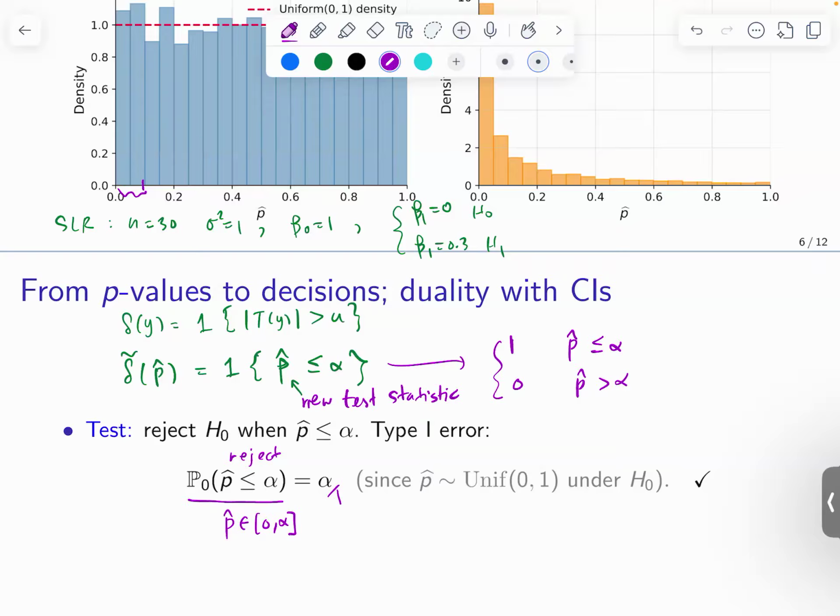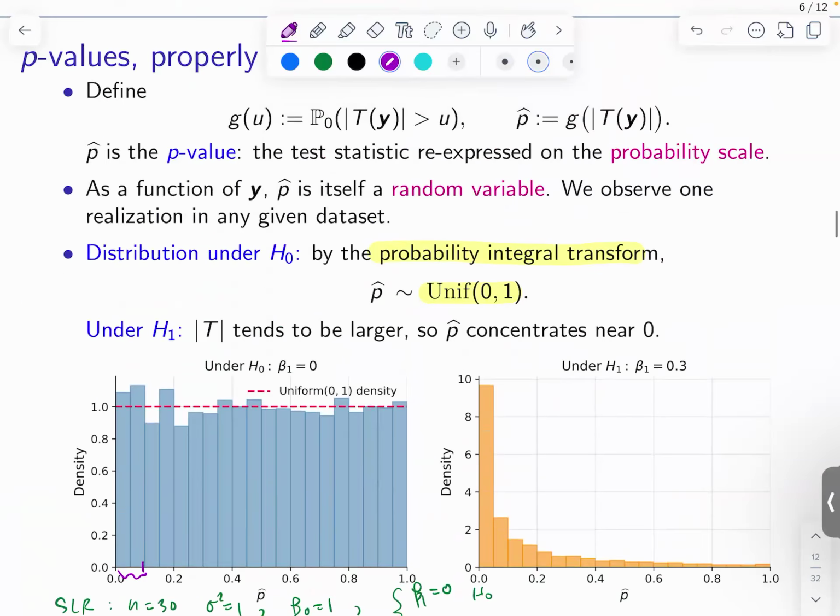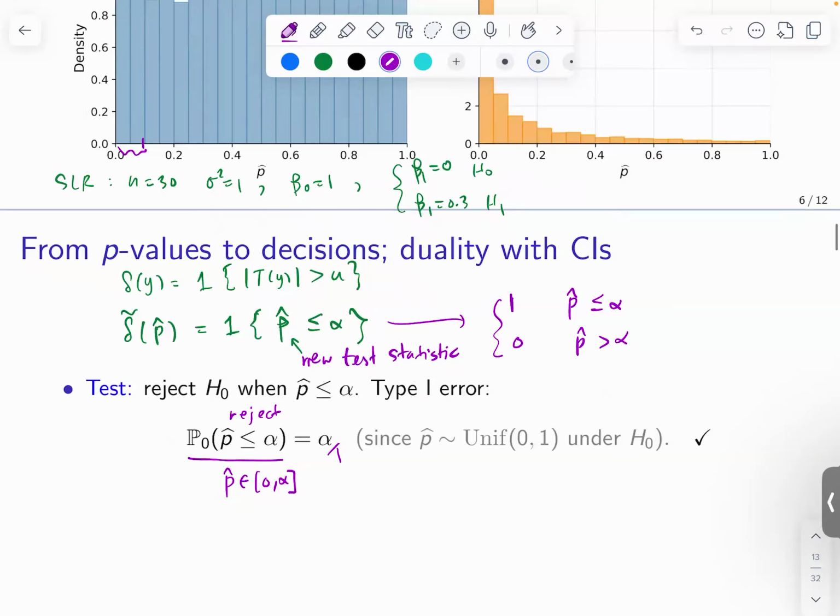But the p-hat itself would have more information. You can see how far from alpha you are, which is not the case if you just report this binary. This just removes some of the information in p-hat. But reporting the p-value would be kind of enough to easily get you a test at level alpha. You just design the test by saying I'm going to reject if the p-hat is less than alpha.